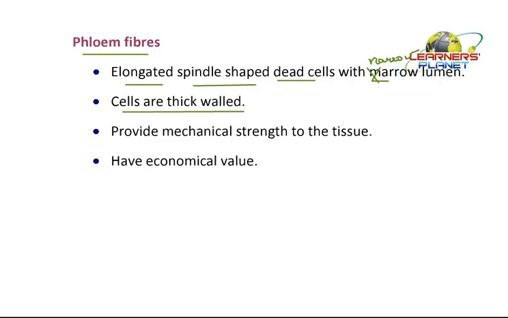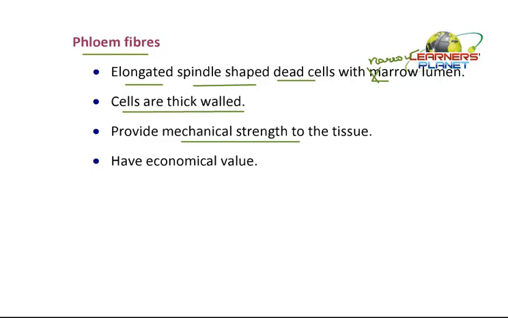Now you can further imagine what advantage could be provided by such kind of thickness and rigidness. So these tissues provide mechanical strength to the tissue. Now we cannot say that these are providing strength to the entire plant, but of course these sieve tubes stand erect because of these mechanical tissues. So they help in maintaining the position of phloem tissue inside the plants.